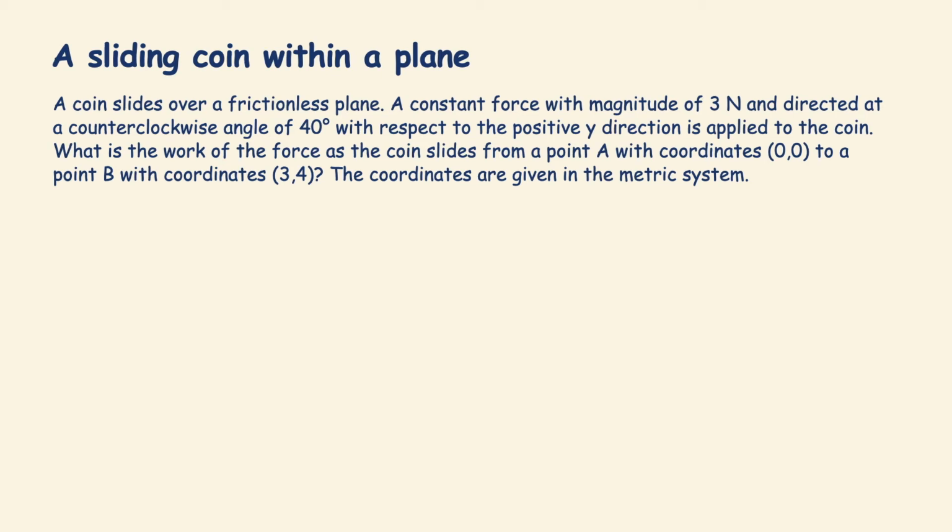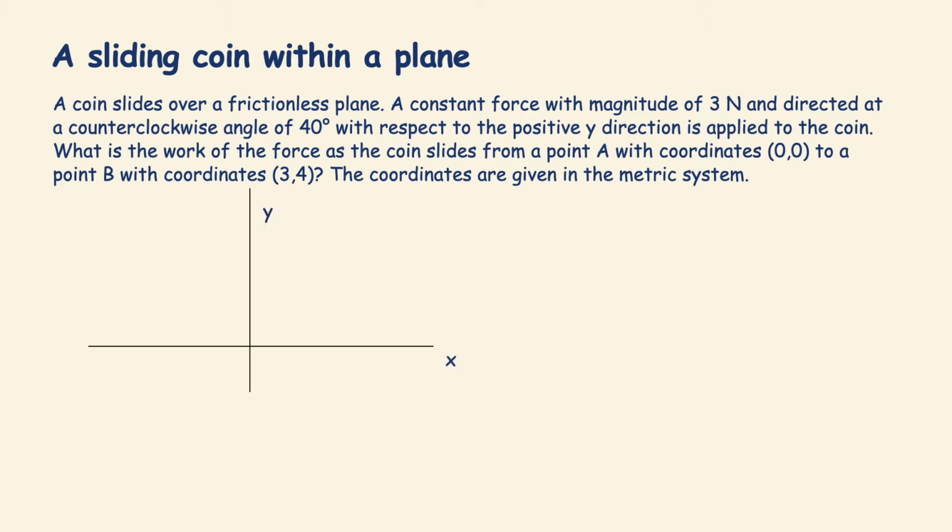In this problem, we have a sliding coin within a frictionless plane. A constant force with magnitude of 3 newtons, directed at a counterclockwise angle of 40 degrees with respect to the positive y direction, is applied to the coin. The question is, what is the work of the force as the coin slides from point A with coordinates 0, 0, that is the origin of our coordinate system, to a point B with coordinates 3, 4? Here the coordinates are given in the metric system, so we don't have to worry about converting units.